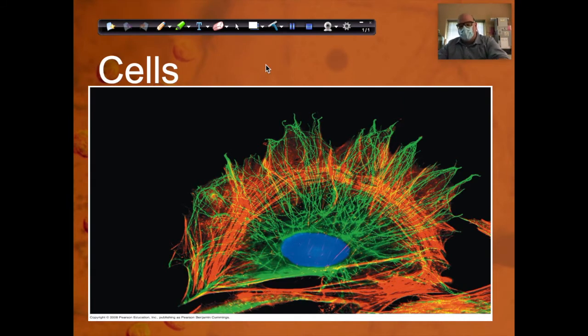Okay, this is a quick look at some introductory stuff about cells. Most of you probably know this or have heard a lot of this already, but we're going to cover some of the basics pretty quick.